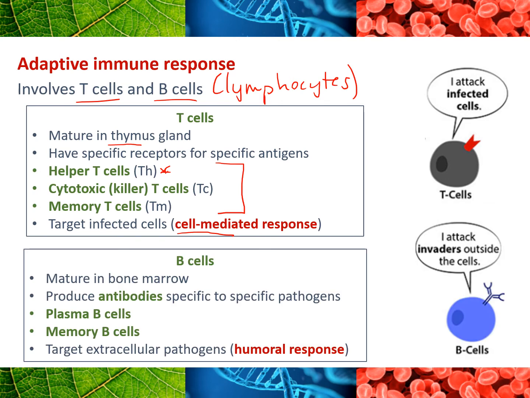B cells or B lymphocytes originate in bone marrow and then they stay there. So that's where the B comes from. They mature in the bone marrow. They produce these proteins called antibodies, and we'll look at those in a bit more detail. And we have two types of B lymphocytes. We've got plasma cells and memory cells. And these are generally involved in what we call the humoral response, which again, we're going to go through in a lot more detail.